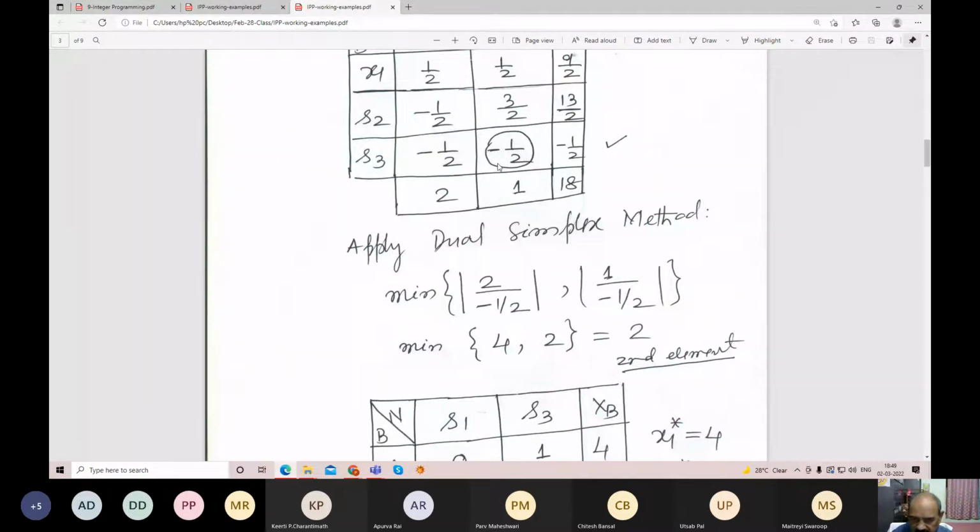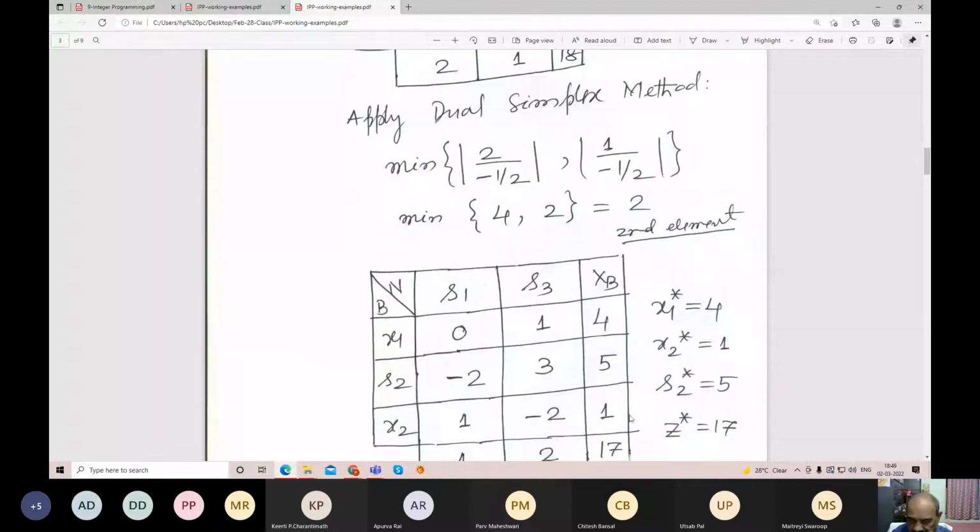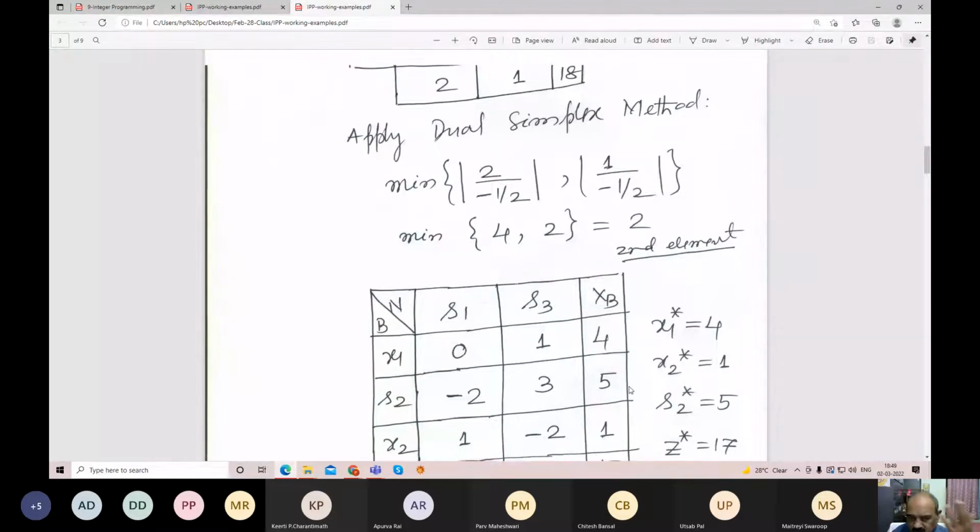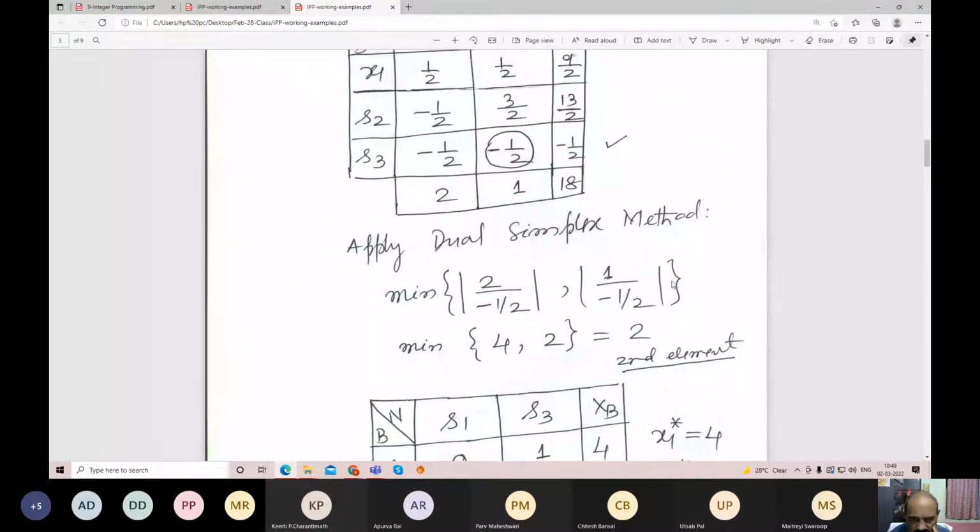Okay. So if this is the key element, what we should do with respect to the key element in the next simplex table: we'll take the reciprocal. Minus half reciprocal is minus 2, and the same thing will divide. If you divide, this is 1, and this is, of course, as we have done already, minus 2, and this is 1. You can see here 1, minus 2, 1.